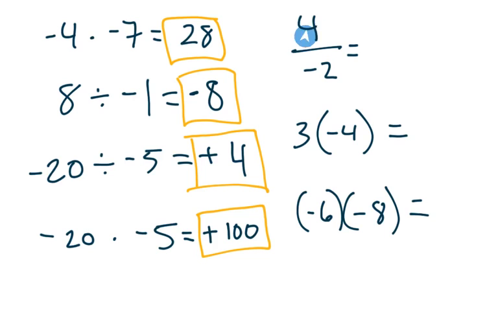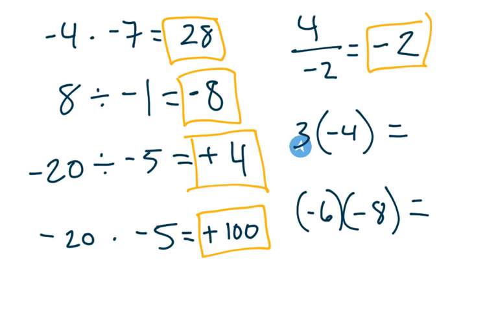Okay, next I have positive 4 divided by negative 2. So I've got a positive divided by a negative. So the answer I know is going to be a negative because a positive divided by a negative is a negative. And then 4 divided by 2 is 2, so it's going to be negative 2.